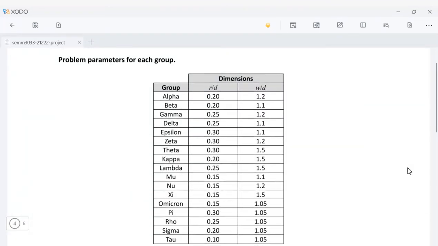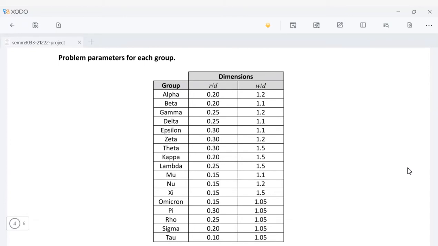Okay, now there's more. These are the parameters for each group. Earlier we talked about R over D, W over D. So alpha, beta, gamma and so on.